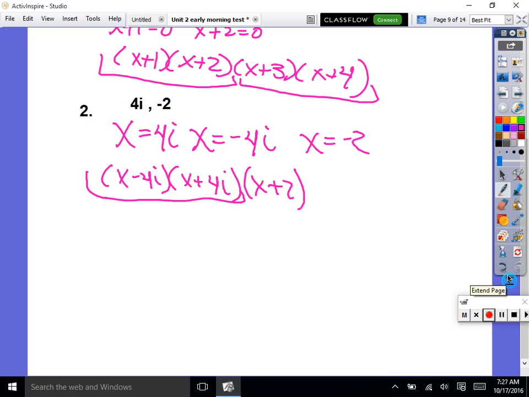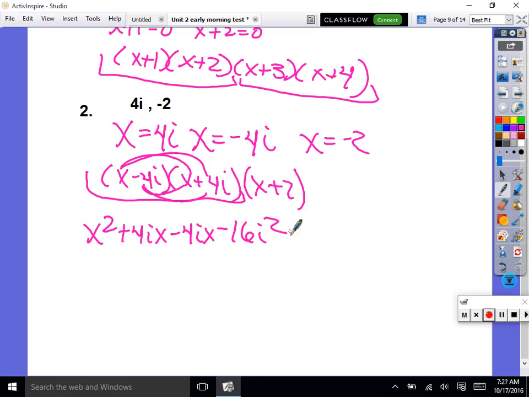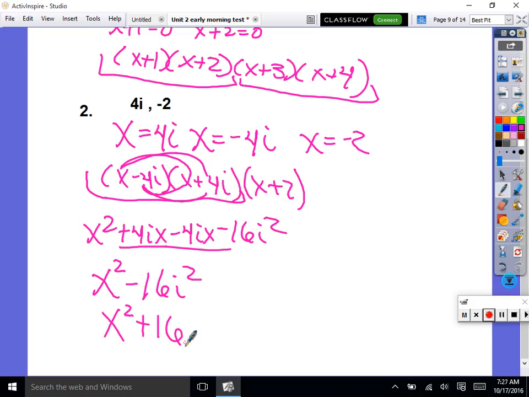So let's quickly do this one. We're going to have an x squared plus 4ix minus 4ix minus 16i squared. A lot of people mess up and just say 4i squared. Does everybody see why it's 16? Yeah. And why it's negative 16i squared? So then the middle terms cancel out because those are conjugates, right? So we have x squared minus 16i squared. So isn't that x squared plus 16? Because we know that that's negative 1 times negative 16, right? Yeah. Everybody good? And now we would multiply that through to x plus 2. So I'm going to say that again. You see how there's no i's? Everybody? That's going to be true.